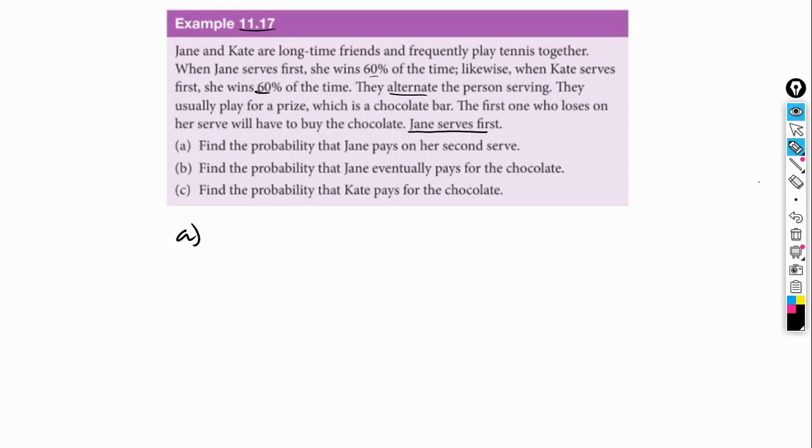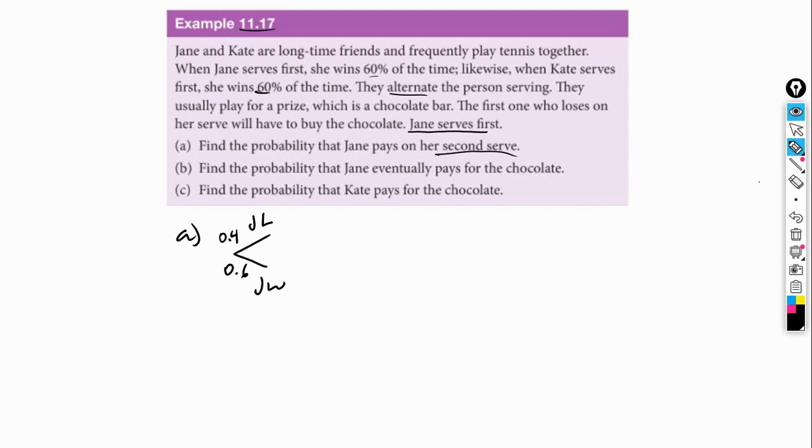Part A. Find the probability that Jane pays on her second serve. So for this, we're going to use a tree diagram. Notice that Jane serves first, so Jane can either win or lose. Her probability of winning is 0.6. Therefore, the probability of losing is 0.4.